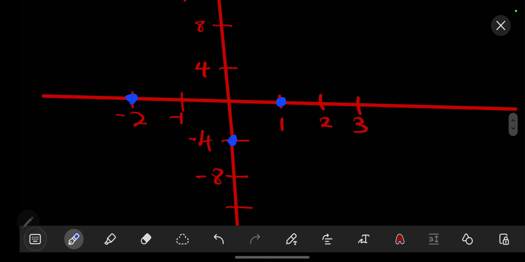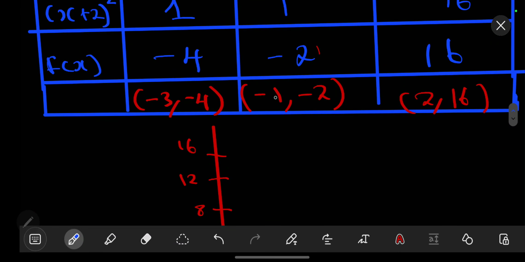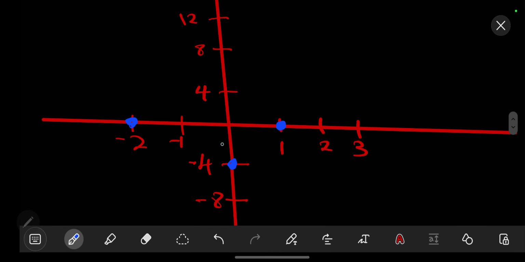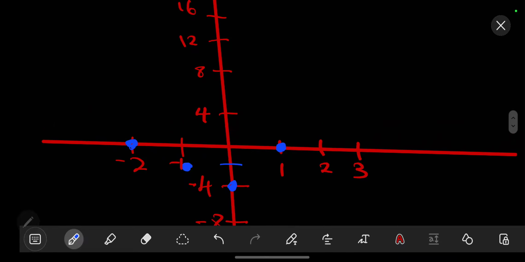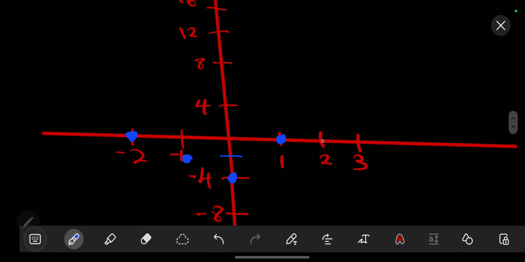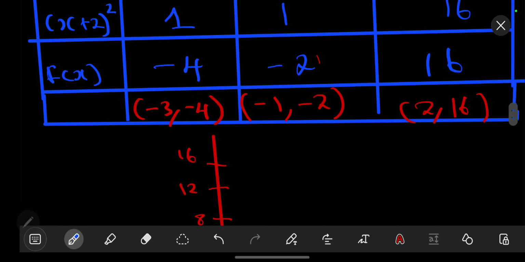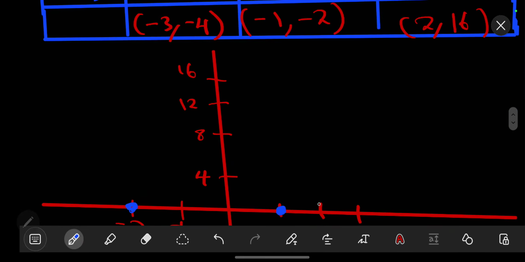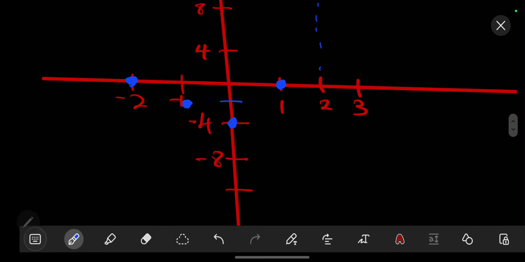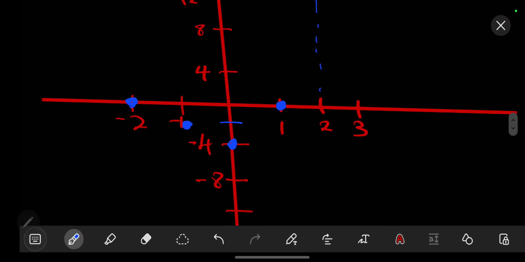Then the other values that we have: when x is equal to -1, our y value is corresponding with this value that is here, which is a -2. Then we are going to have other values such as when x is equal to 2, here it is giving us a 16. So we have 2, positive 16. So we have something like this. Then all we have to do now is to connect the points.